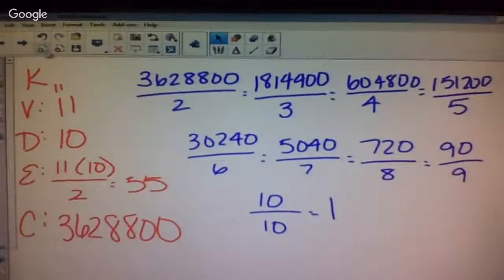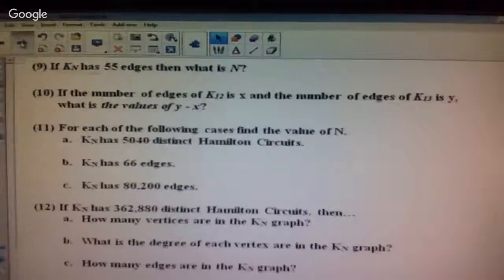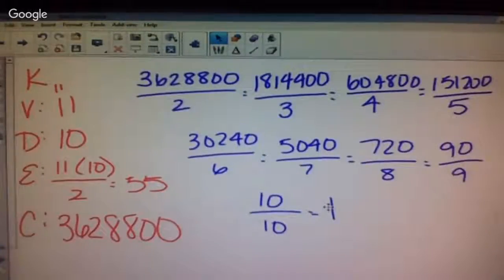On your next page, I will come back to this in 1 second, just in case you haven't finished. On your next page, you're going to see this. This is your homework for tonight. How many edges are there in K sub 20? If you need to list everything out to make sure that you can do the individual pieces they need, that's fine. Everything is on here. It tells you circuits, edges, all that. This is your homework. Any questions?